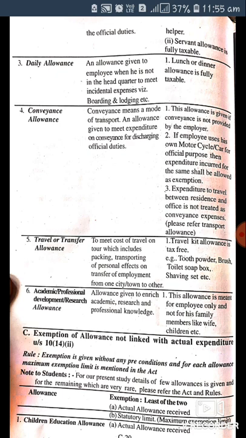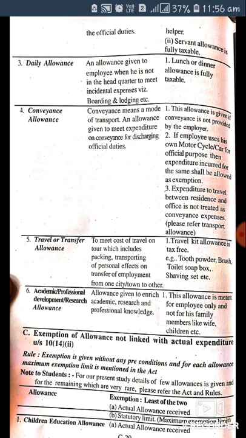Next, conveyance allowance. Conveyance means a mode of transport. It is an allowance given to meet expenditure on conveyance for discharging official duties. This allowance is given if conveyance is not provided by the employer. So if he is not providing any conveyance, that means transportation charges and other charges, then the allowance is given.